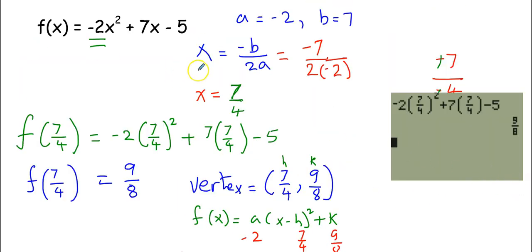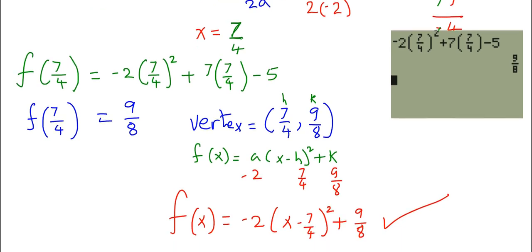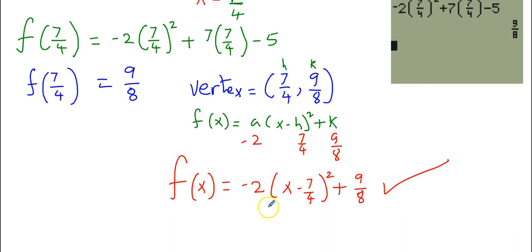So the process is the same. Find the axis of symmetry by using negative b over 2a, substitute, find the value of y, that x and y together gives the vertex, substitute, and that's your answer.